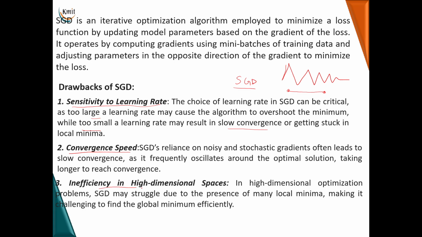Coming to the third drawback, inefficiency in high dimensional spaces. So far we have discussed this type of graphs where updation of weights is done by taking the step size so that it reaches the minimum value of cost function. But when we have complex data where the updation of weights or the data set is in this way, then this is a local minima, this is a local minima, this is a local minima, and this is the global minima. We have discussed what local and global minima is.